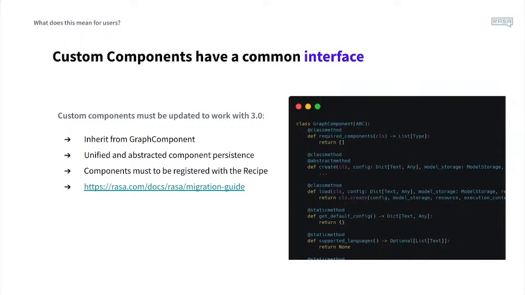We've also made a few changes to how components work. One of the big ones is that we've changed how component persistence works. We've abstracted and unified component persistence to use this new object called model storage. It's not difficult to change a component to use it, but what it means is that we can now control at a global level how artifacts from components are stored, which helps us to manage things like very large data sets or using more complex setups for storing data rather than just your local machine. Components must also be registered with the recipe now. You can see all of these changes in the migration guide.